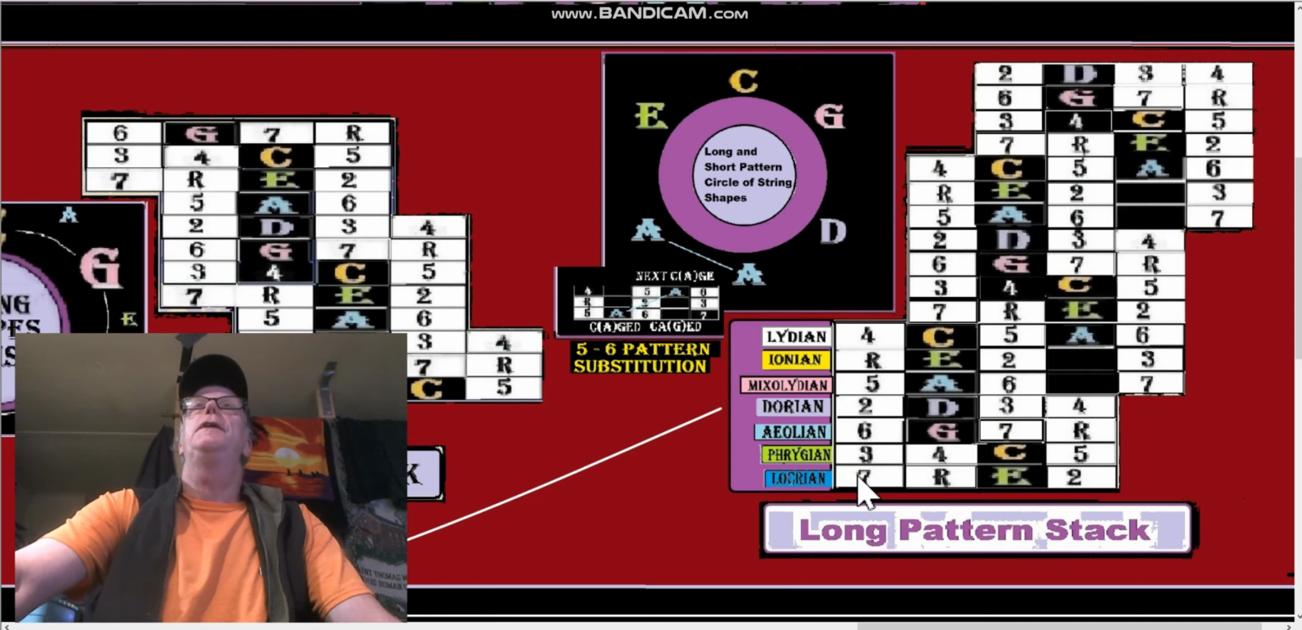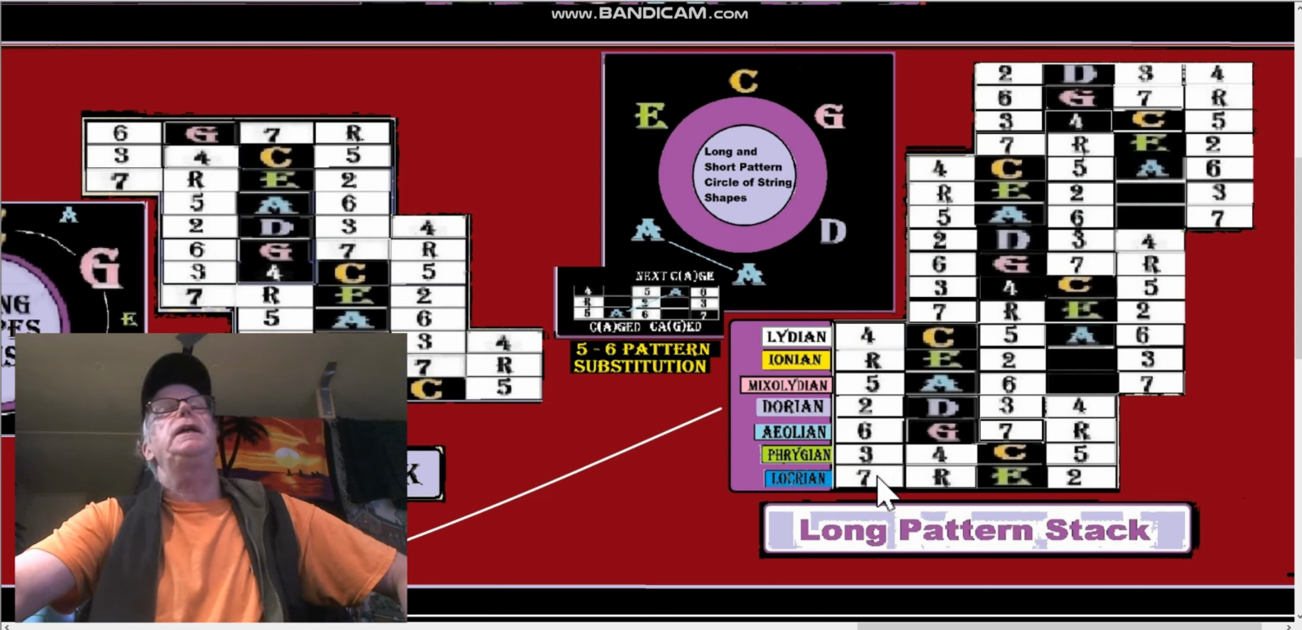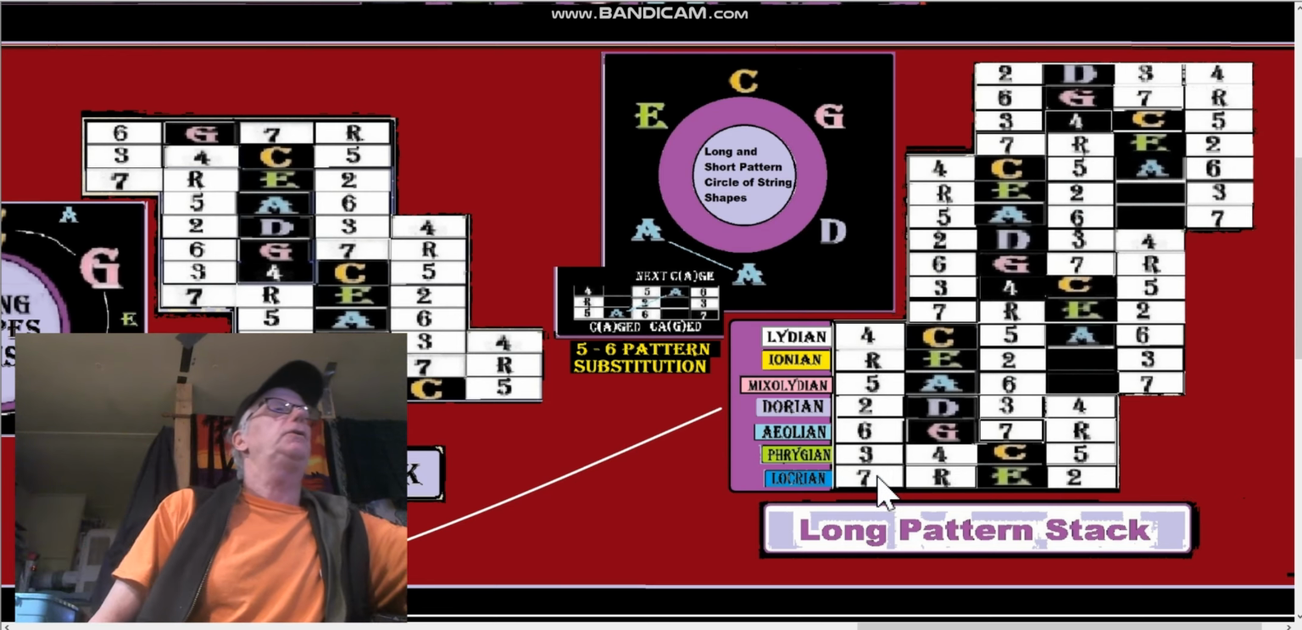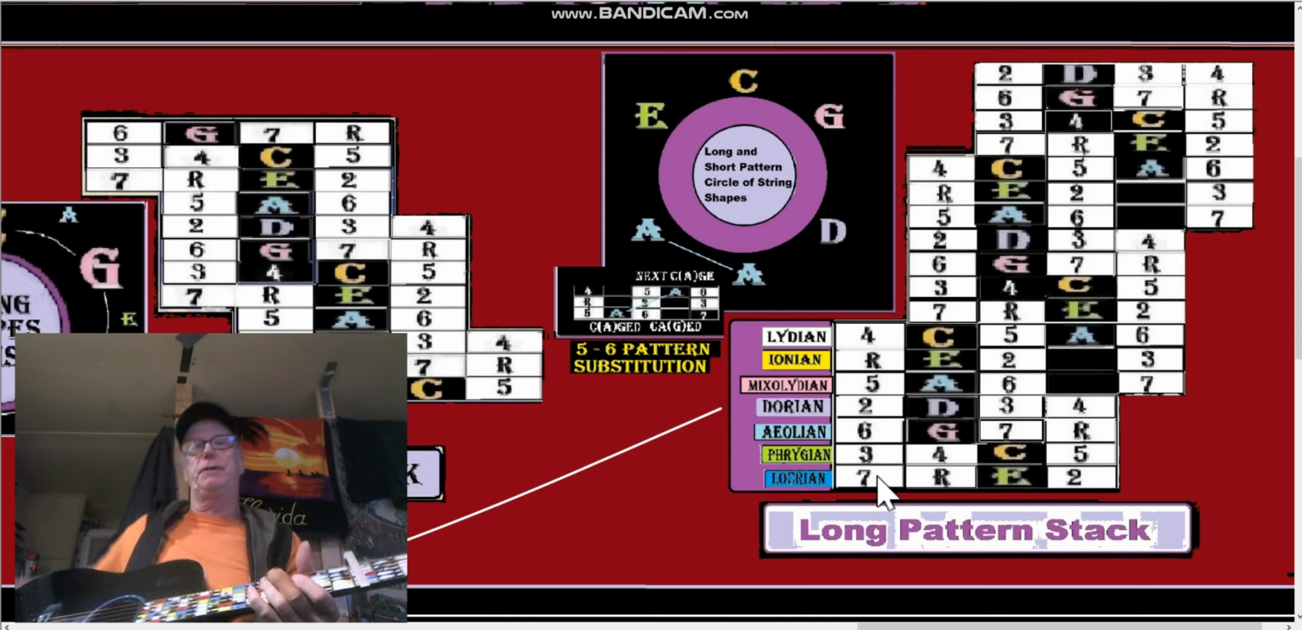Okay, so if we consider the low E the seventh, so here's your low E, I've got my capo where your fret nut is, low E.